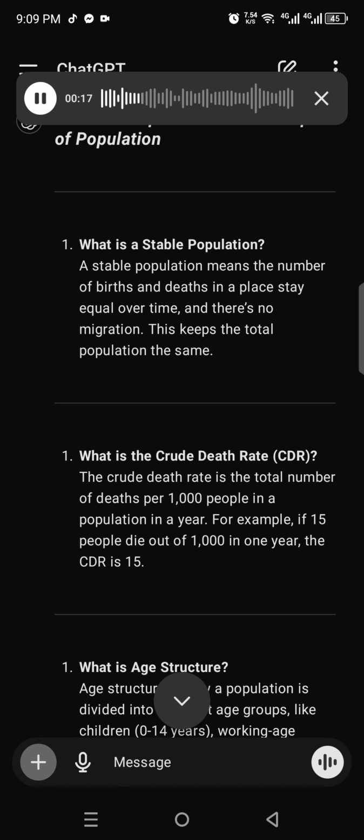2. What is the crude death rate, CDR? The crude death rate is the total number of deaths per 1,000 people in a population in a year. For example, if 15 people die out of 1,000 in 1 year, the CDR is 15.